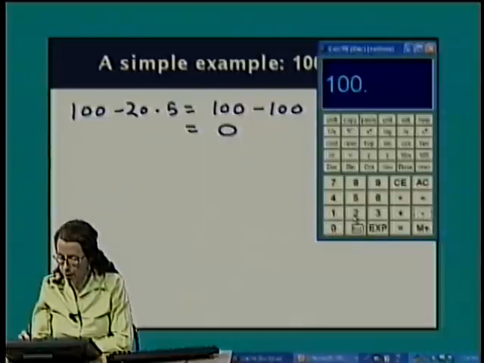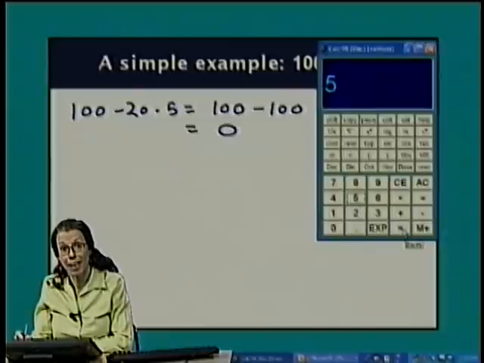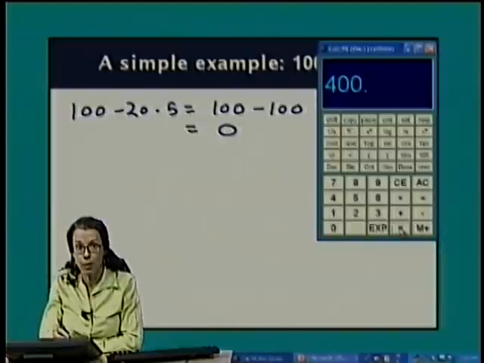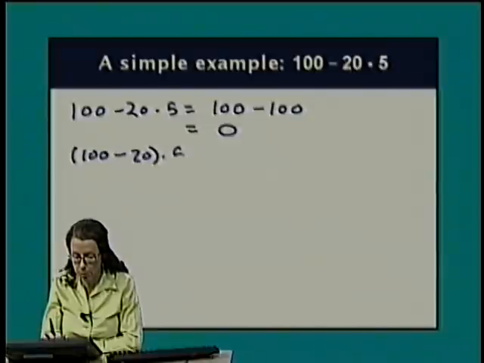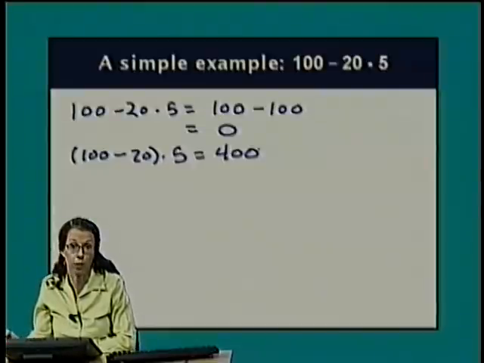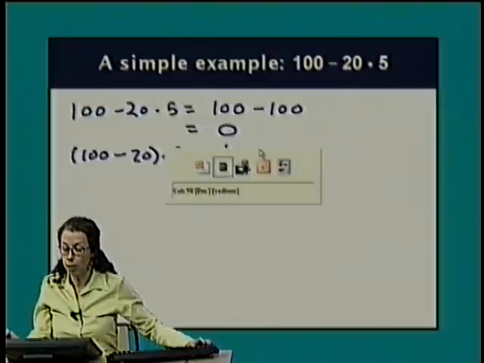100 minus 20, and when I hit the multiplication, notice what the calculator did. It performed 100 minus 20, and then multiplying 80 by 5, that's where the 400 came from. So the calculator calculated 100 minus 20 times 5 to get 400, which is not what we wanted to do. The calculator performed the first operation it saw.